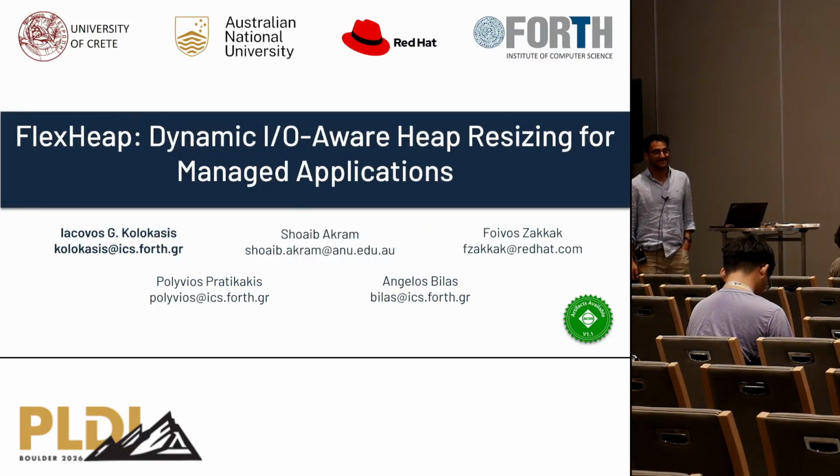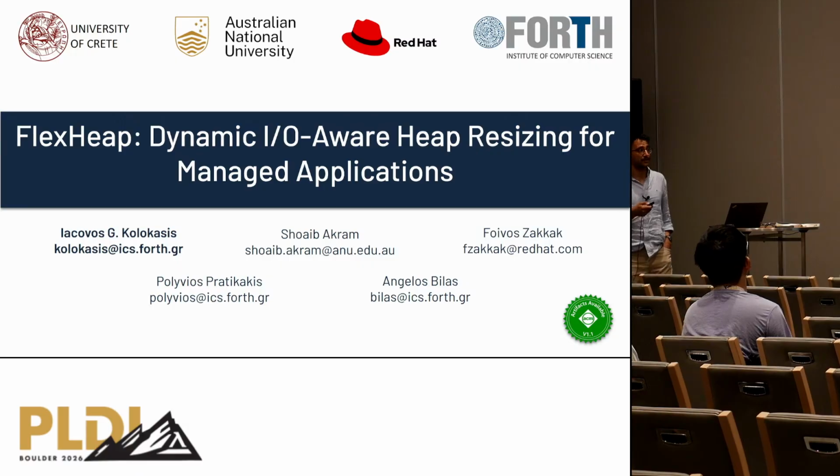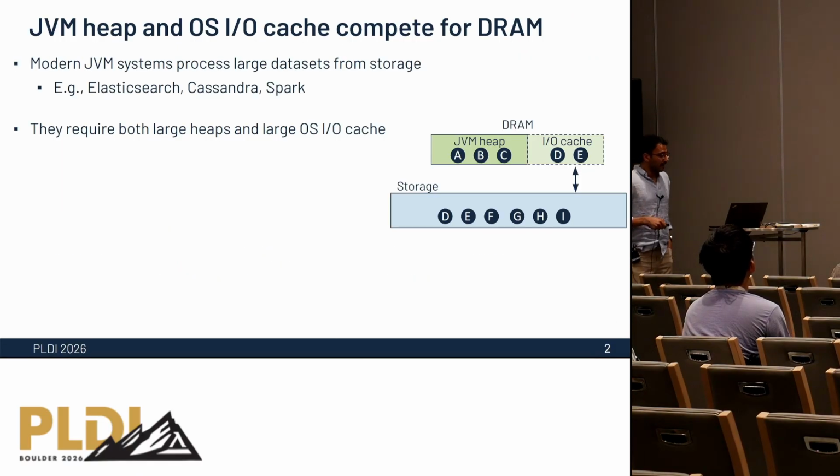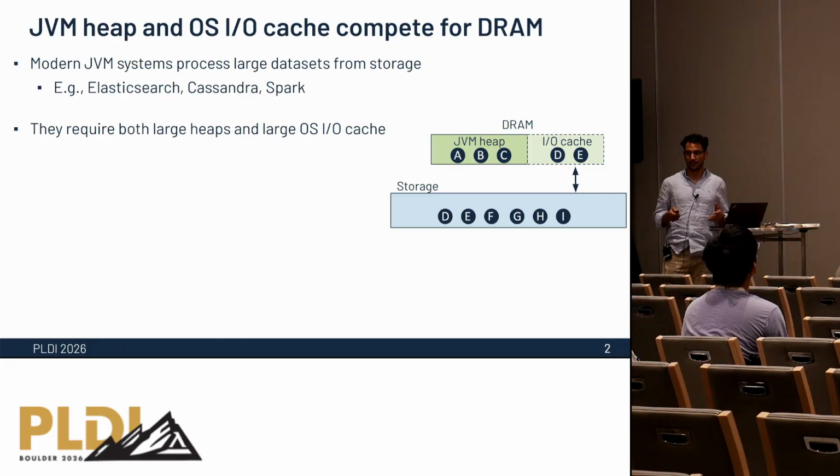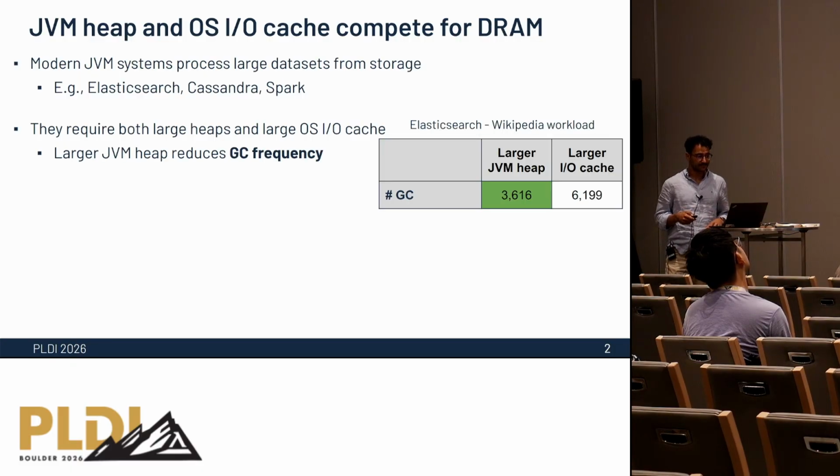Hello, everyone. I'm going to present FlexHeap, a dynamic I/O-aware heap resizing for managed applications. Today, modern JVM systems such as Elasticsearch, Cassandra, and Spark process large datasets from storage. So they require both large heaps and a large I/O cache. On the one hand, large heaps reduce GC frequency.